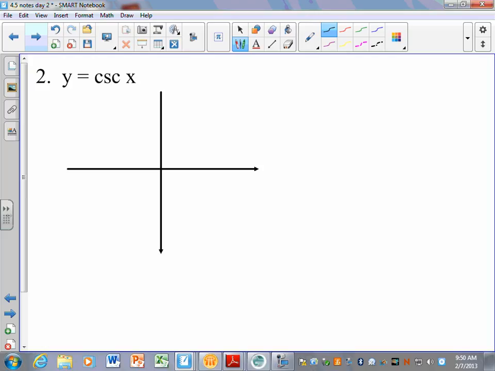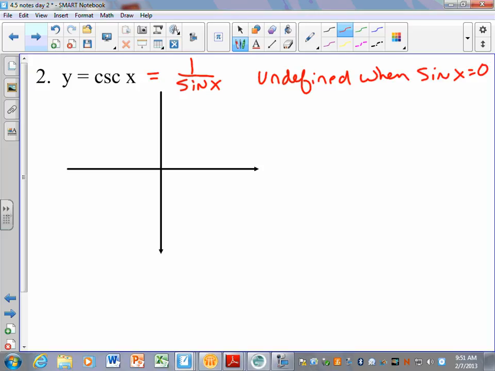And so, just like the other one, when I see cosecant, I think of that as 1 over sine of x, which means it's still going to be the same kind of shape as secant, but it's going to be undefined when sine equals 0, which means its asymptotes are going to be like cotangent, right? Because both of them have sine in the bottom. Which means, where does sine equal 0? At 0, at pi, at 2 pi, right?